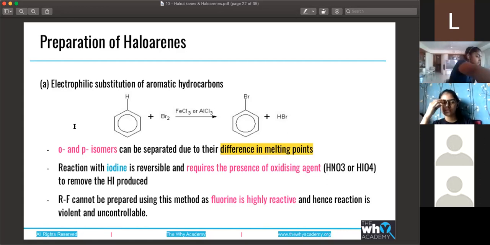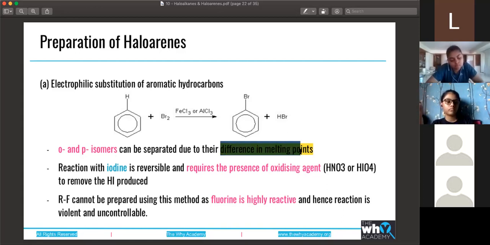I think it's ortho-para. Yeah, chlorine is ortho-para. Even though you have inductive effect, because of the resonance, that becomes ortho-para. So in such cases, when you have ortho and para isomers, they can be separated due to their difference in melting points. So why is there a difference in melting points between ortho and para isomers?